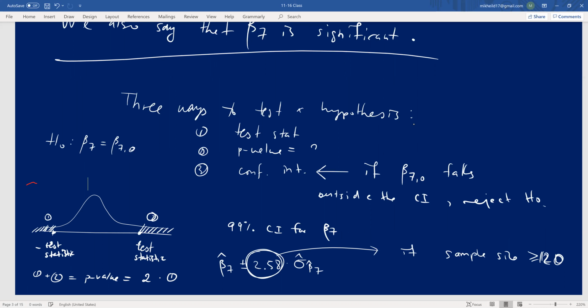P-value equals 2 times the probability that capital C is less than minus the absolute value of your test statistic. Which you said. That's good. And those of you guys understand this is perfect. If there's anything you don't understand, please let me know so that I can explain.